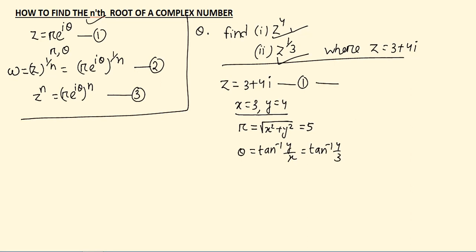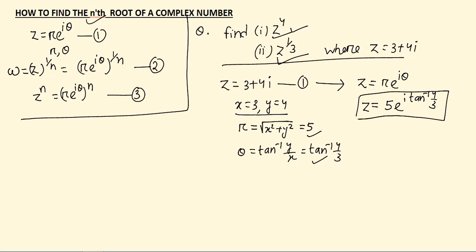Now if we want to write this complex number in polar form, then we can write z equal to r into e to the power i theta. So here we can put the value of r and theta. So this will be 5 e to the power i tan inverse 4 upon 3. This is the value of the complex number in the polar coordinate system.